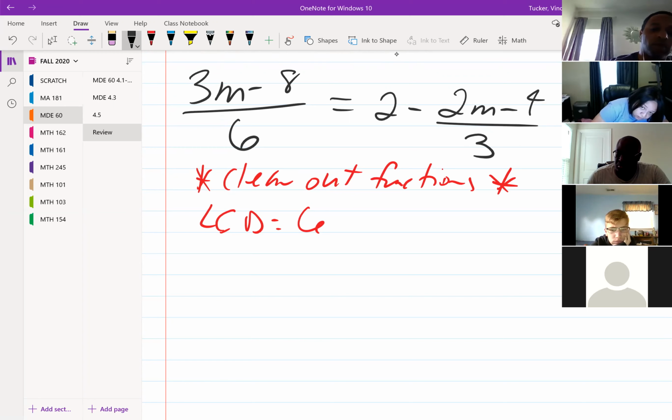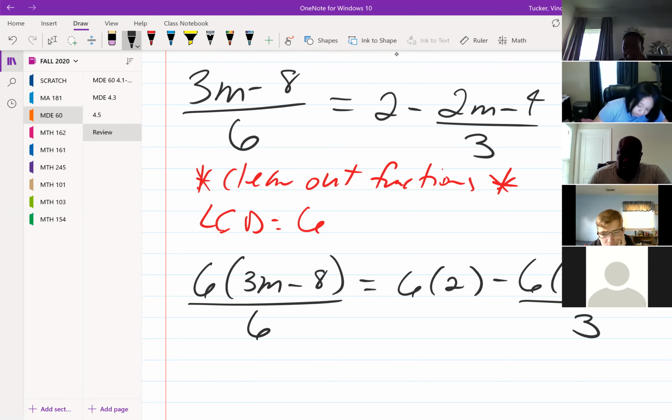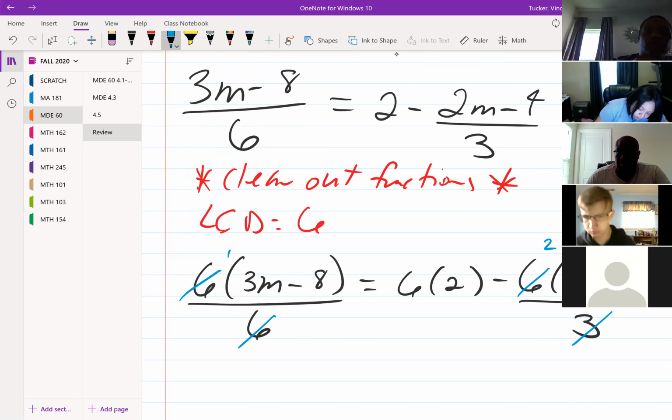So we take that 6 and multiply it to each term or quantity. Even the 2. Everything has to be affected by the 6, or you will change the value of the equation. All right. Now we can reduce. 6 cancels completely in that first term. And then in that third application of the 6, 3 goes into 6 2 times.